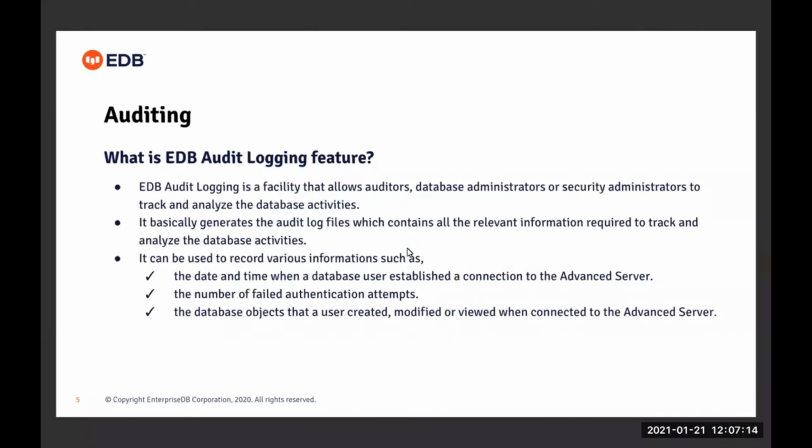Now, what is the EDB audit logging feature? EDB audit logging is a feature in EDB Advanced Server that allows auditors, database administrators, or security administrators to track and analyze the database activities. It generates a set of audit files, which contain all the relevant information required to track and analyze the database activities. These audit logs contain the date and time when the database user established the connection to the advanced server. They contain the number of failed authentication attempts, and also the database objects that a user created, modified, or viewed when connected to the EDB Advanced Server.